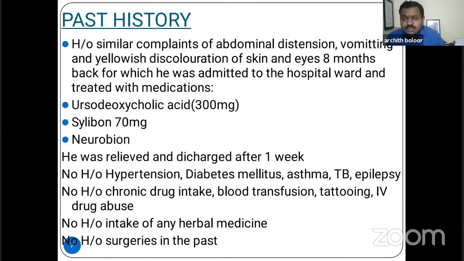Please remember, the most common liver disease that you encounter in your clinical practice is ACLD. It's neither acute nor chronic. It is acute on chronic liver disease. So here is a chronic liver disease, because he had jaundice 8 months back, was admitted, and it was relieved with certain medications. So there is a chronic liver disease, and now it has an acute manifestation.